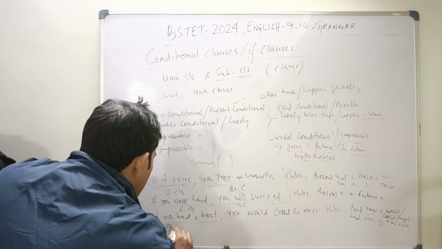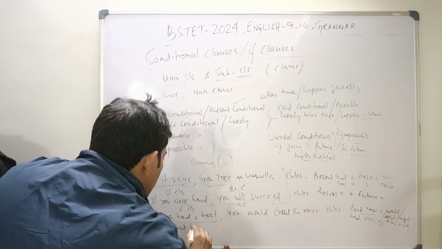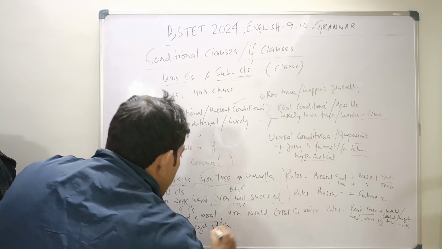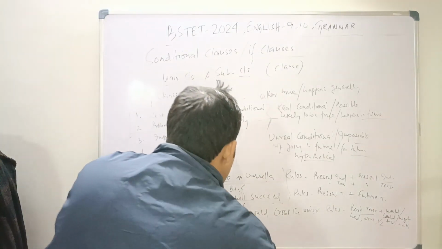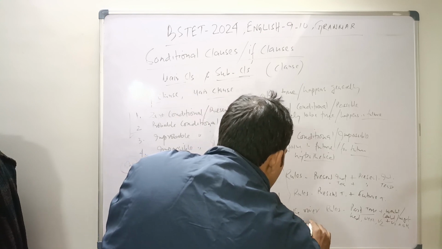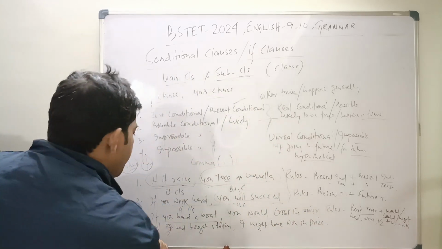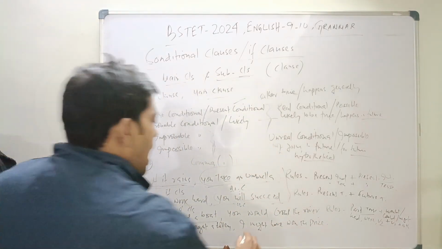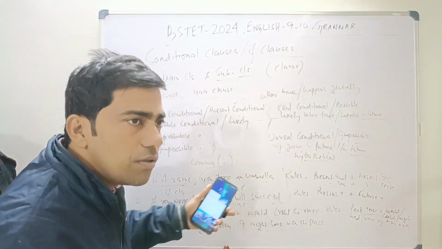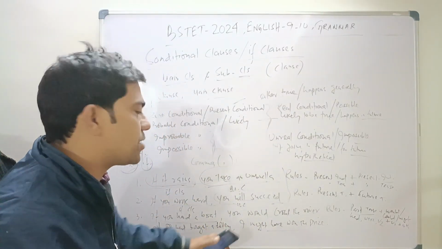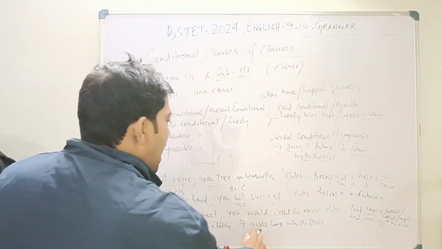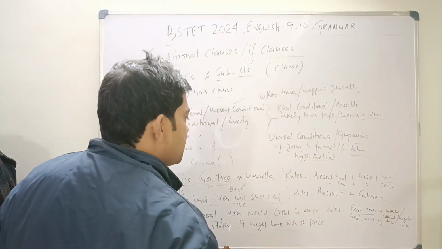If I had bought a lottery, I might have won the prize. If I had bought a lottery, I might have won the prize. Might have. Might, could, would will be used accordingly, according to the sense of the sentence. All right. So, if I had bought a lottery, I might have won the prize.